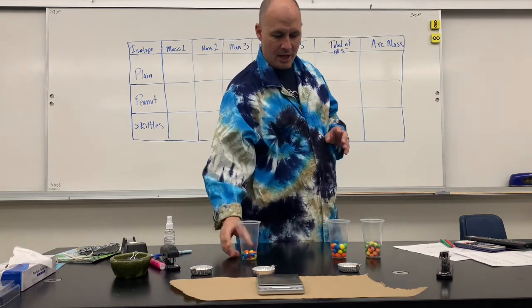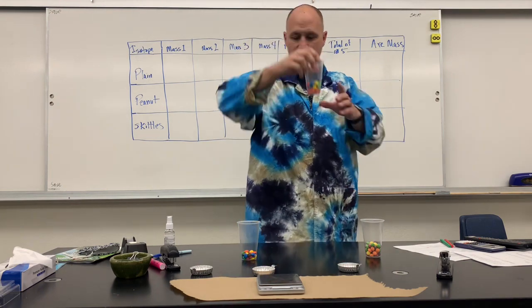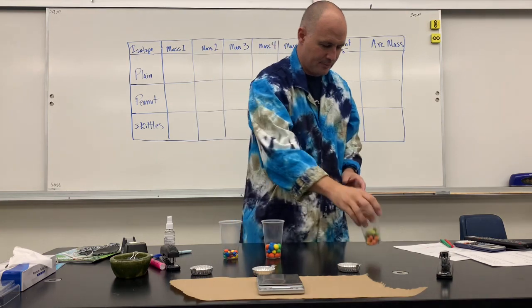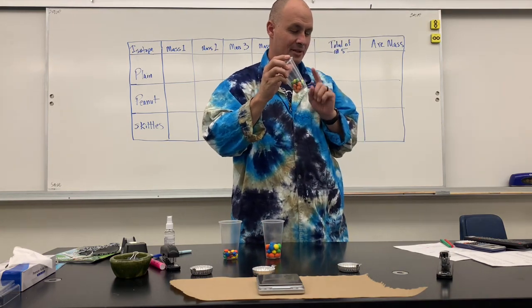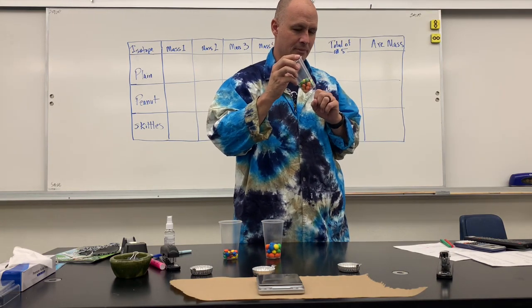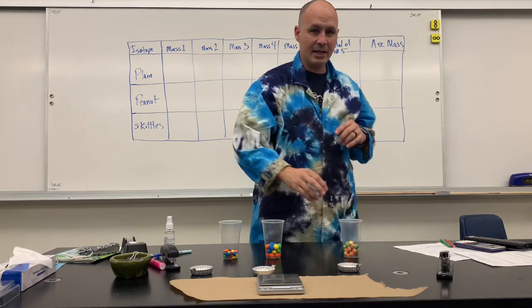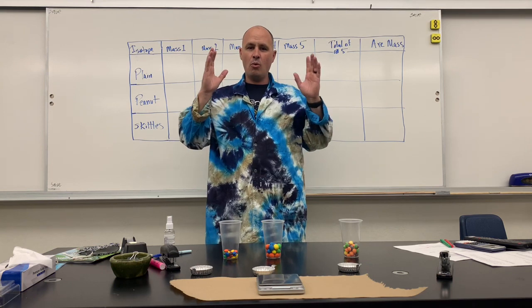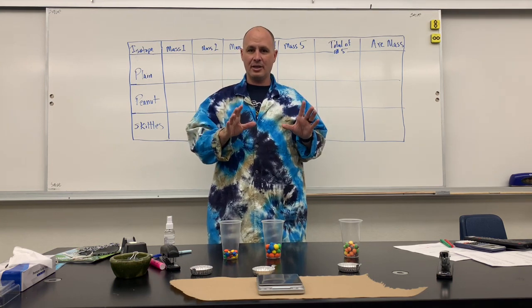So here's one cup, here's a different cup. You can tell these isotopes are bigger than those isotopes. And then there's another candy we're going to add into this mix to give us our averages. So we're gonna go through the process of how we figure out and calculate this.